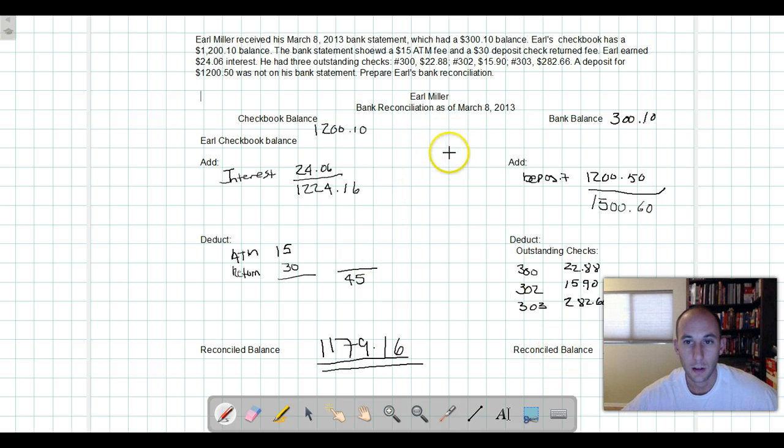So that's all there is to that. The trickiest part, again, is just remembering where they go. On the bank side, there are only two things that affect it: deposits in transit and outstanding checks. Anything else you see, fees, return fee this, ATM fee that, interest earned here, only affects this side over here. So when you see other problems like that, try to remember it like that.